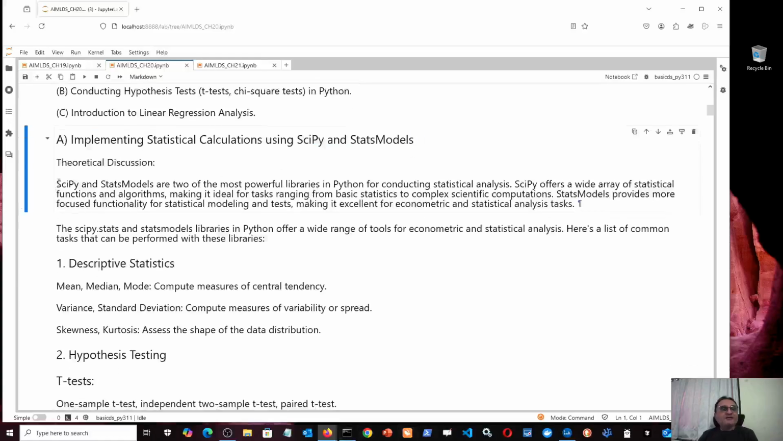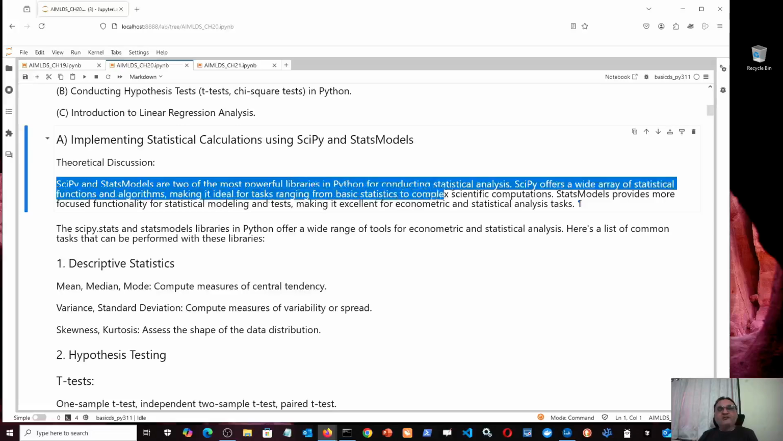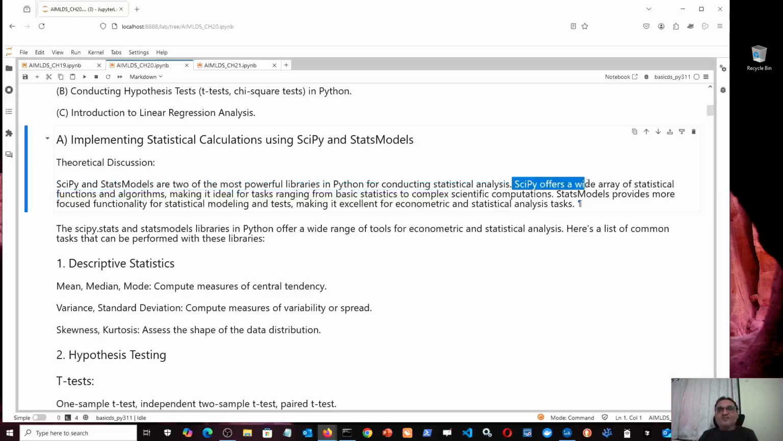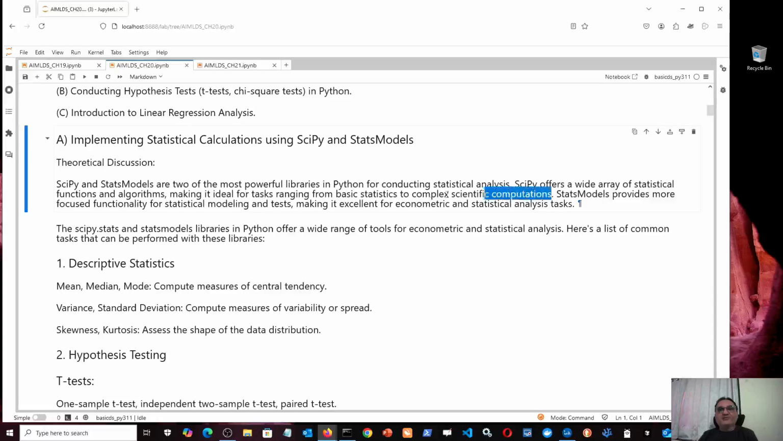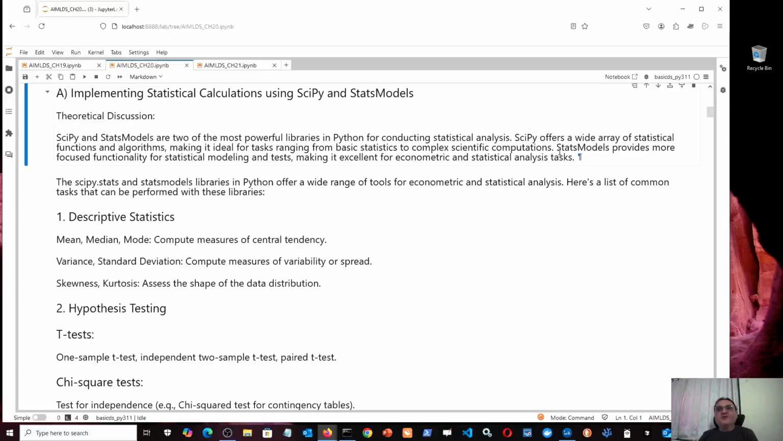Now here, SciPy and Statsmodels are the two most powerful libraries in Python for statistical analysis. SciPy offers a wide range of statistical functions and algorithms, making it ideal for tasks ranging from basic statistics to complex scientific computation. Its name itself is SciPy, so it is actually meant for complex scientific calculations, but it can also handle somewhat basic statistical stuff. But what to do if you want to do some more advanced statistical stuff, like for example ANOVA or chi-square test? Those tests are not available in SciPy. So for that you have to use Statsmodels.